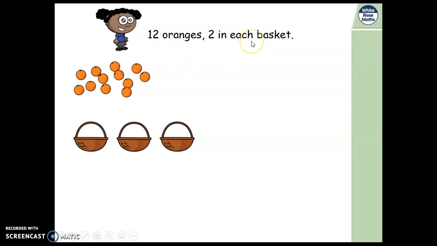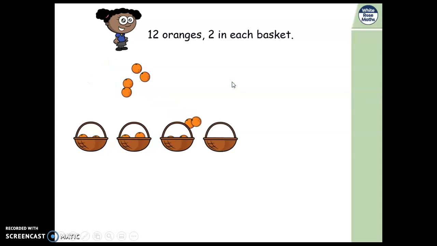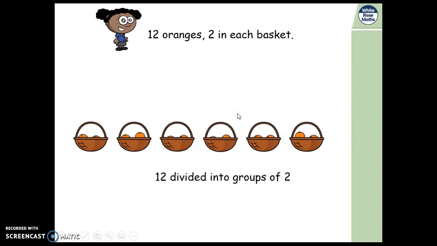12 oranges, 2 in each basket. So let's sort that out. Okay. Because there was still some left over, we've shared them into 12 divided into groups of 2. How many groups are there? 1, 2, 3, 4, 5, 6. 12 into groups of, so when you see that division sign, 12 into groups of 2 equals 6.